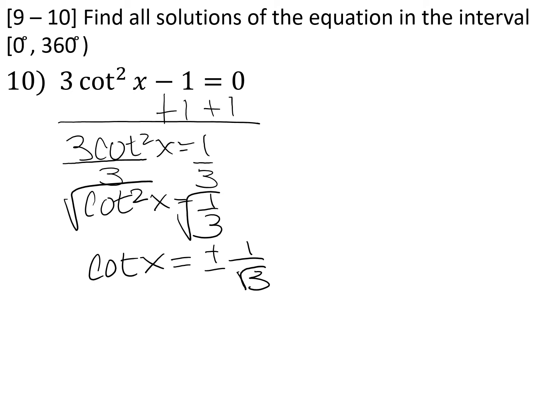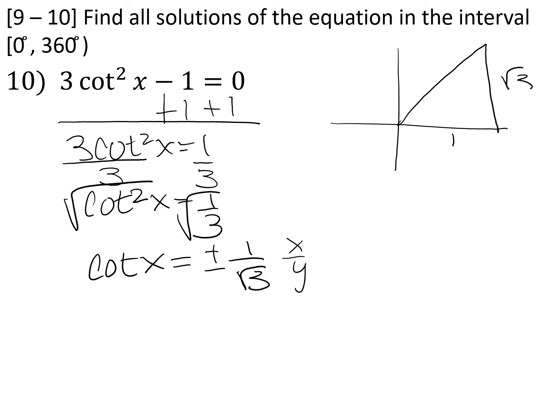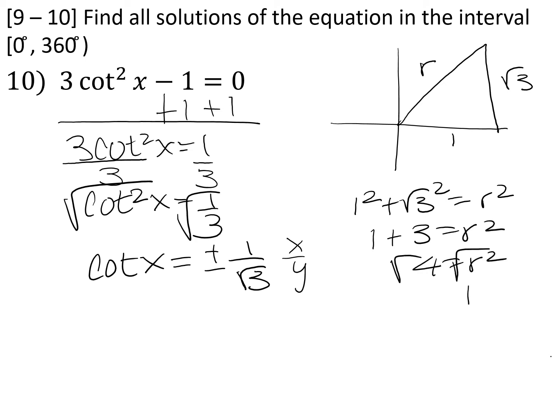Okay, and there's a couple of ways you can go about doing this. Some of you see this from the unit circle right away, others don't. So I'm going to go ahead and sketch out the one in quadrant 1. I know that cotangent is the x over the y value, so that would be 1 and root 3. You can use Pythagorean theorem to find your hypotenuse, so I'd say 1 squared plus root 3 squared equals r squared. That gives me 1 plus 3 equals r squared, or 4 equals r squared, giving me an r value of 2.